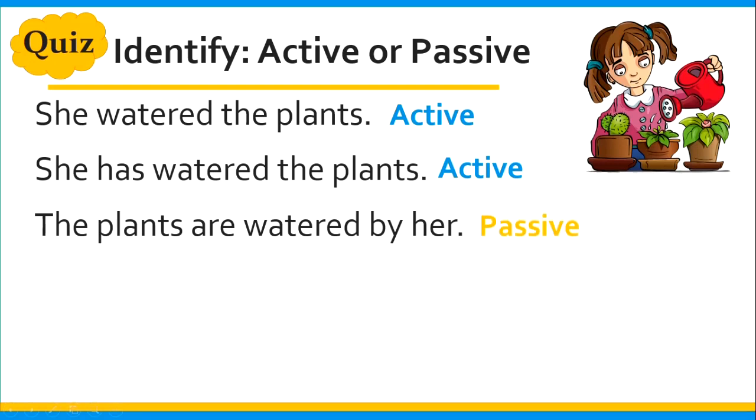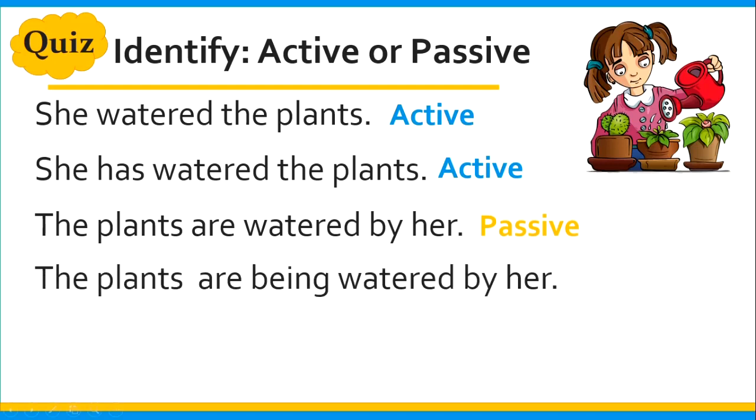Another easy way to identify whether it is active or passive is just by seeing the sentence. If there is an agent like by her, by him, by them, then you can easily say it is passive voice. Next, the plants are being watered by her. Clearly, here the subject is the receiver of action. It is not doing the action of watering. So we say it is passive voice.